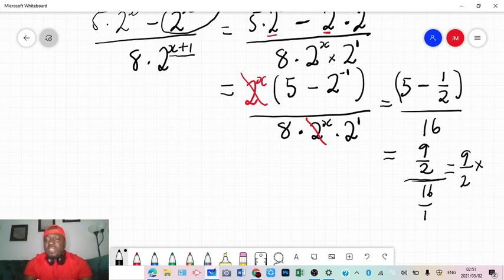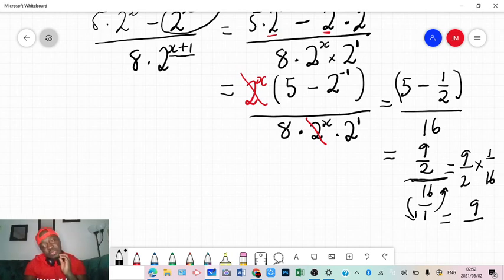When you simplify a fraction over a fraction, you flip the second fraction, you reciprocate it, which will become 1 over 16. And this will then give you 9 over 32 as your final answer in the simplest form.